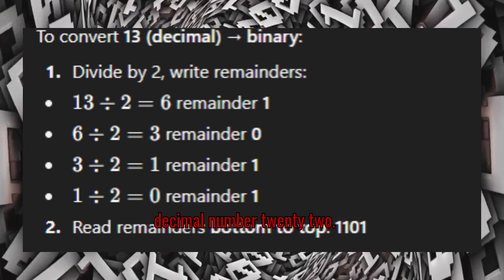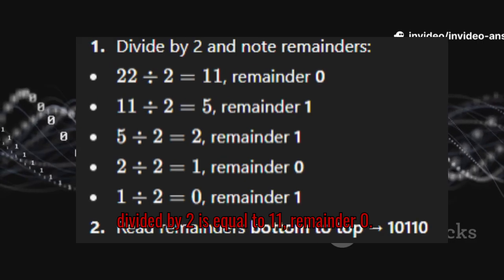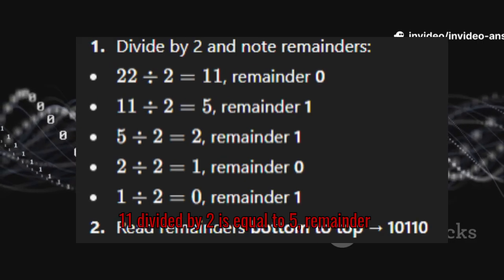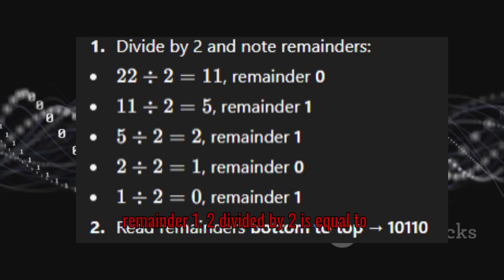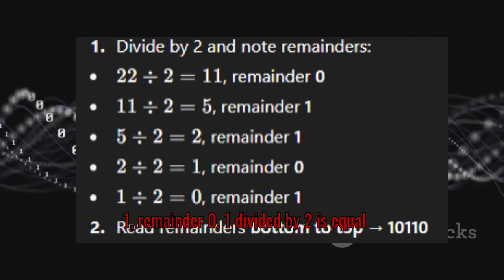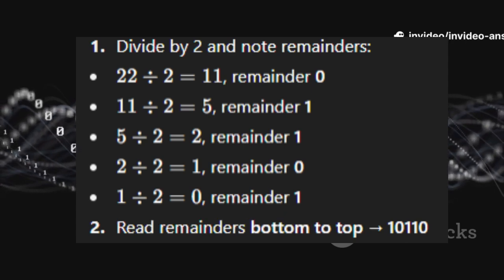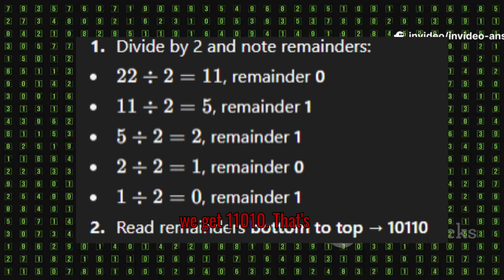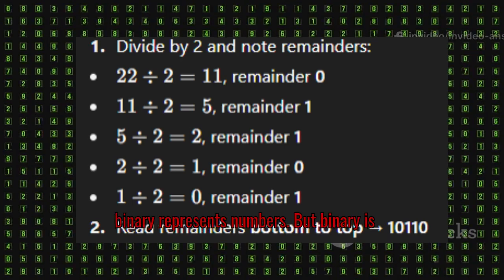Convert the decimal number 22. 22 divided by 2 is equal to 11, remainder 0. 11 divided by 2 is equal to 5, remainder 1. 5 divided by 2 is equal to 2, remainder 1. 2 divided by 2 is equal to 1, remainder 0. 1 divided by 2 is equal to 0, remainder 1. Reading backwards, we get 1, 0, 1, 1, 0. That's 22 in binary. So far, we have learned how binary represents numbers.